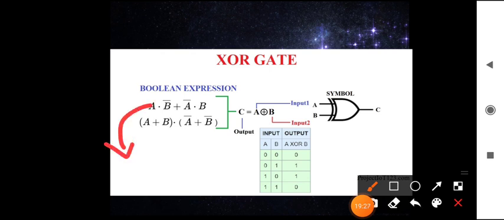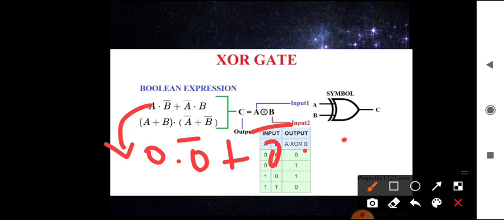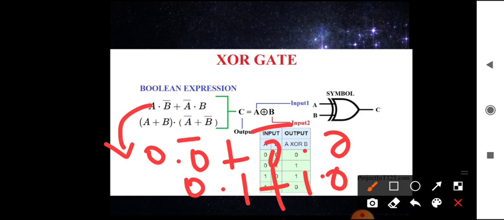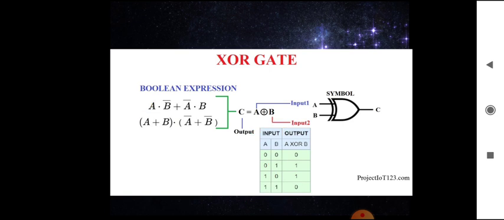Suppose here I am substituting 0 bar plus 0 bar 0. 0 bar means 1, plus 0 bar 1 is 0. 0.1 means 0 plus 0 is 0. So the total is 0. See here, the output will be 0. So we will substitute AB values as 00, 01, 10, 11, and we will get the output as 0 1 1 0.